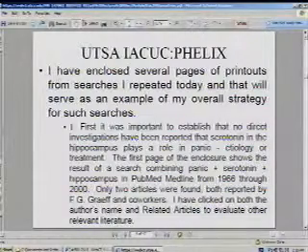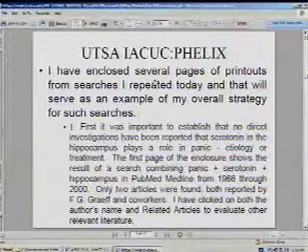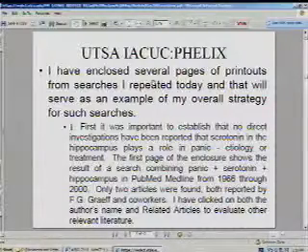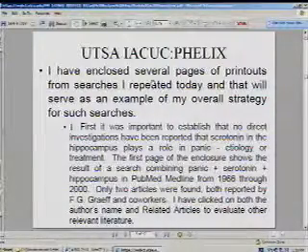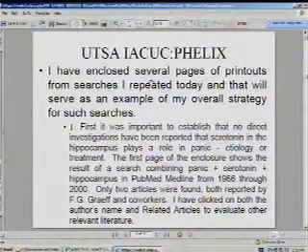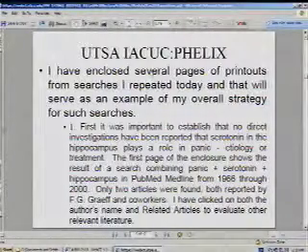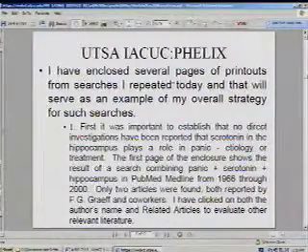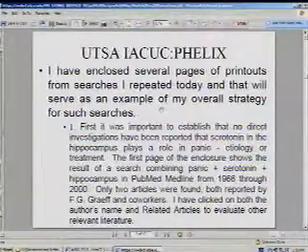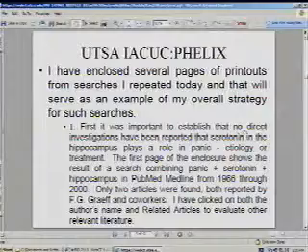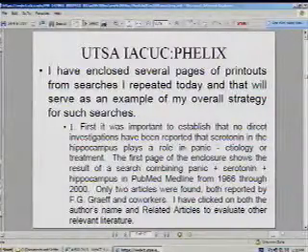So I have enclosed several pages. This is my response to their inquiry on exactly how I performed the literature searches and database searches for ruling out that a reasonable alternative was available or possible or even feasible. So I've enclosed several pages of printouts from searches I repeated today that will serve as an example of my overall strategy for such searches. So first, it was important to establish that no direct investigations have been reported that serotonin in the hippocampus plays a role in panic etiology or treatment.